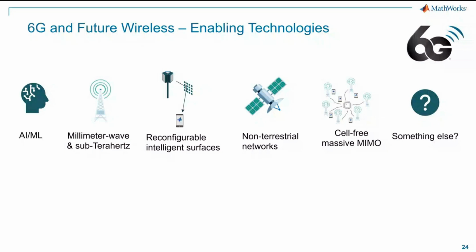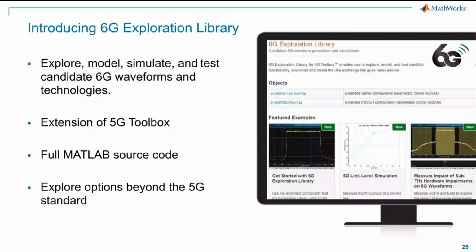There could be other things that come up between here and 2030 when the standard actually comes out. So we are aligning our tools to be able to provide ways for people to use this. And in response to that, we have shipped out the 6G exploration library, which is just an add-on to the 5G toolbox. You can just download it if you have the 5G toolbox. It, just like the 5G toolbox, has got the full MATLAB source code, and it allows you to explore options far beyond the 5G standard.